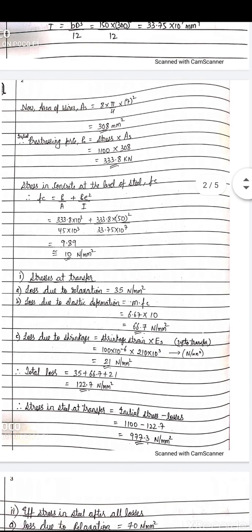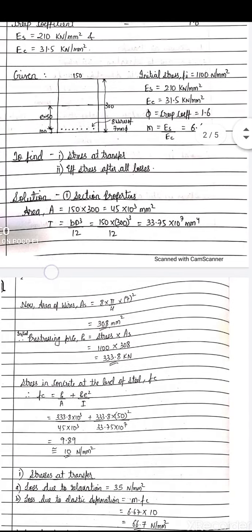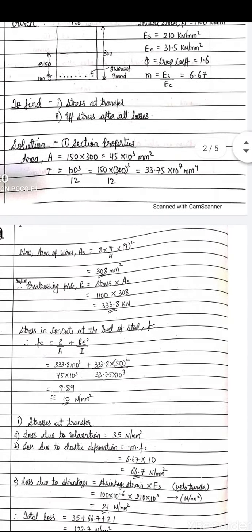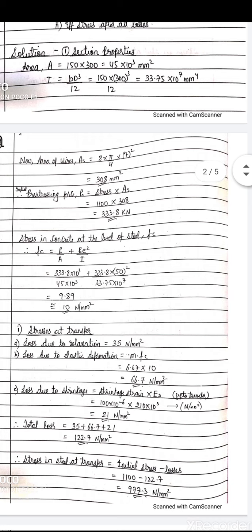So next we'll find out loss due to shrinkage. Loss due to shrinkage is given by shrinkage strain into modulus of elasticity of steel. Shrinkage strain value, we will take what is given in the question. First we are trying to find out up to the time of transfer, so it is given as 100 into 10 raised to minus 6, into 210, it is given in kilonewton, so we have just converted that into Newton, so multiplied by 10 raised to 3. So we got the value of loss due to shrinkage as 21 Newton per mm square.